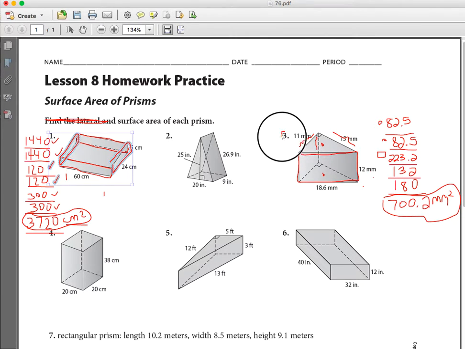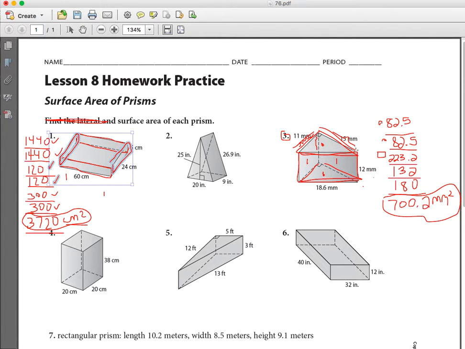Now I'm going to do number 3. Number 3 is a triangular prism. Unlike a rectangular prism, a triangular prism only has 5 sides. We have this triangle up top and the triangle on the bottom, that's 2, and then 3, 4, 5. So I started by drawing 5 lines because I have to find 5 areas. First of all, the triangle is 11 by 15.